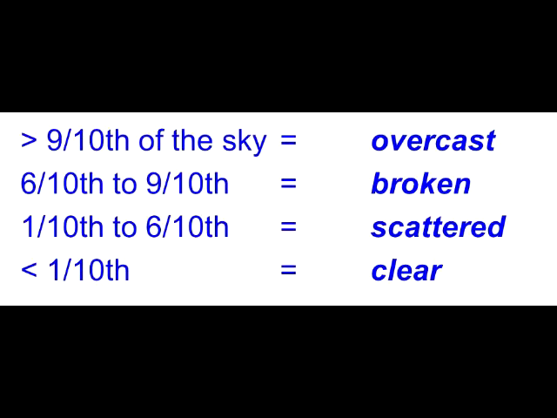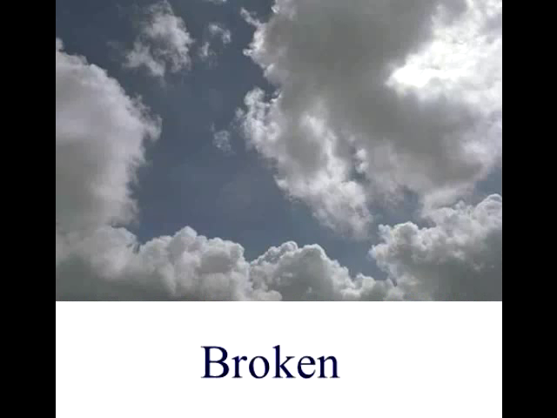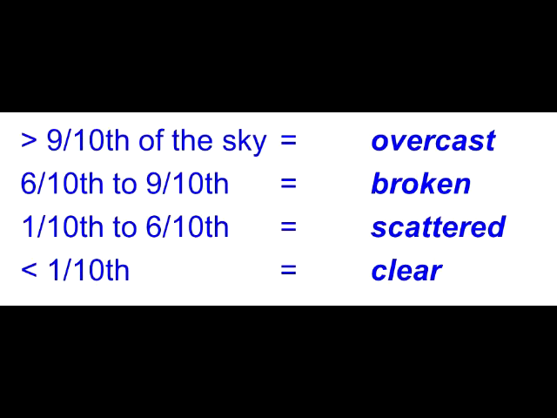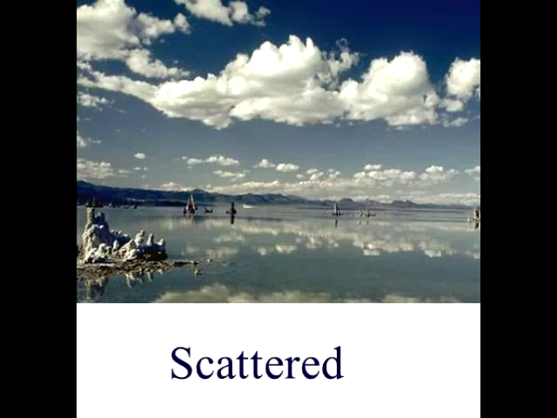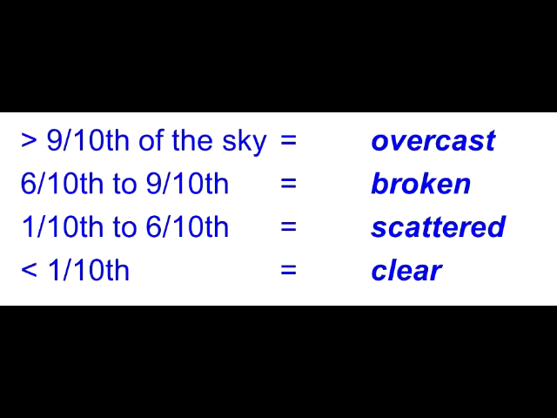If clouds cover between 6/10 and 9/10 of the sky, it is called broken. If clouds cover between 1/10 and 6/10 of the sky, it is called scattered. And if clouds cover less than 1/10 of the sky, it is called clear.